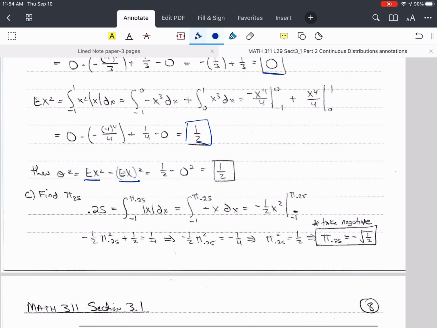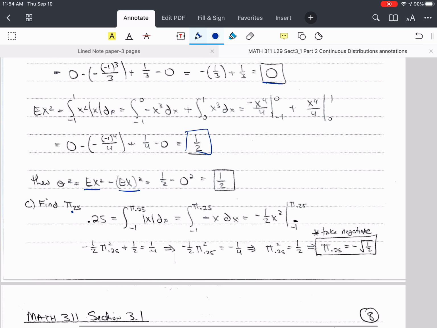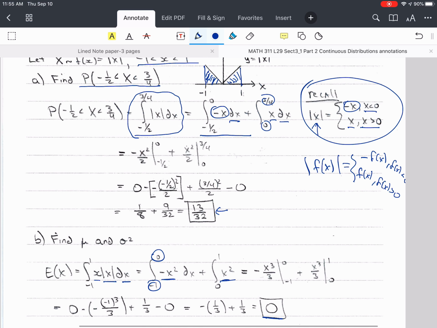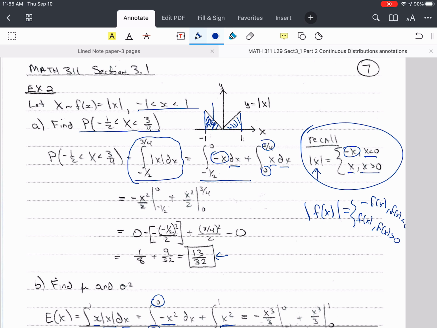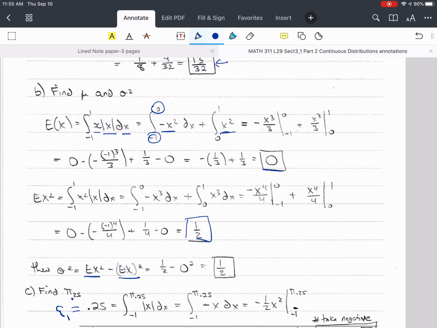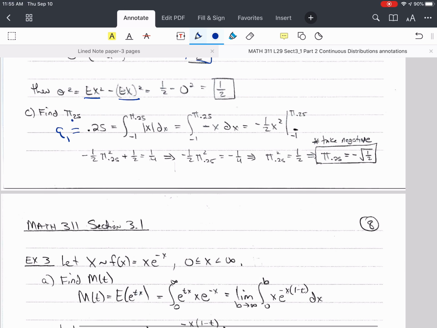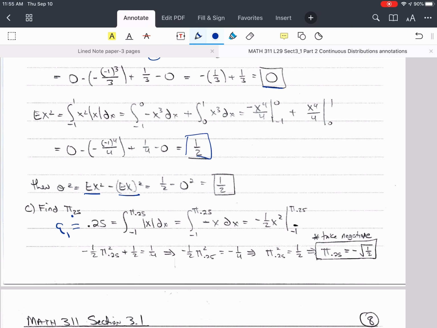And then we're going to find the pi of 0.25, the 25th percentile, or Q1. And so, again, we do the integral from negative 1 to pi sub 0.25. And looking at the symmetry, we notice that since half of the area is in the negative, 0.25 from the left is definitely going to be a negative value. So we know that we're in the negative interval here, and so that makes it easy for us to do this.